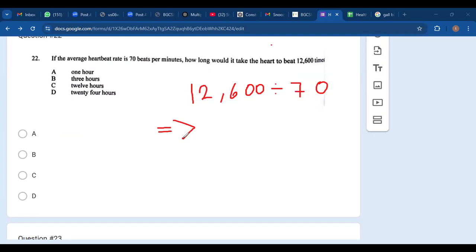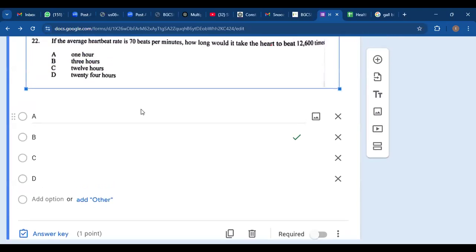Divided by 70 gives us 180. And 180 minutes is how many hours? 3 hours, because there are 60 minutes in an hour. So the correct answer is B, 3 hours.